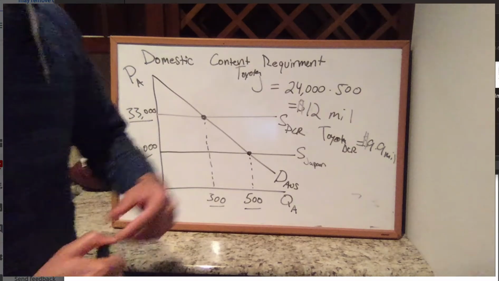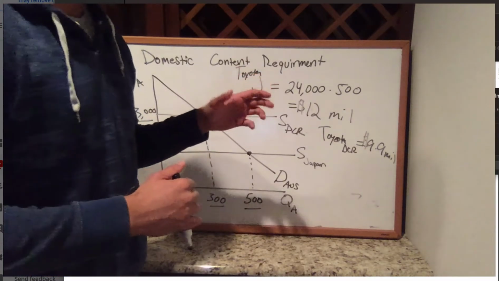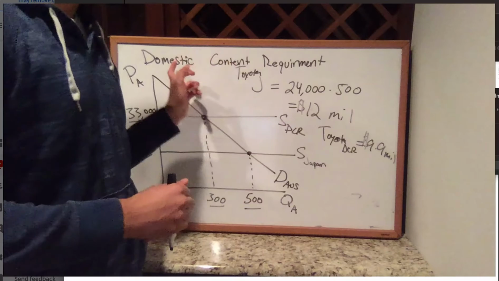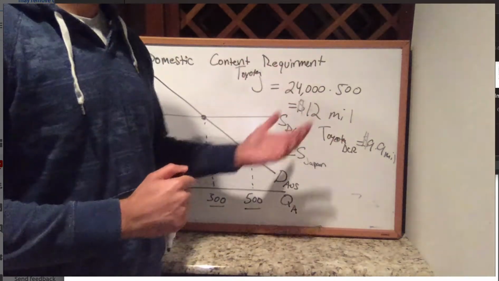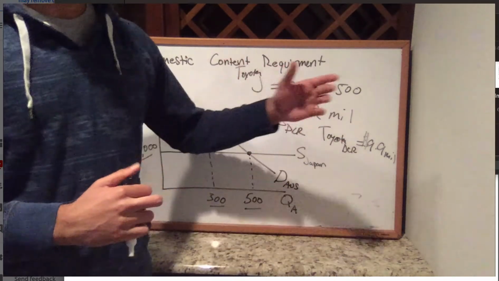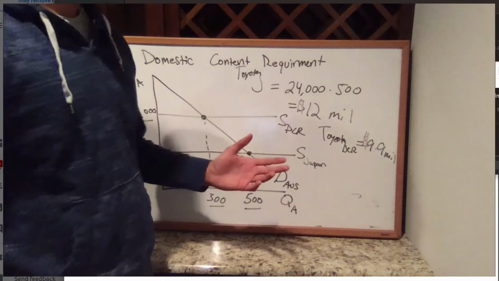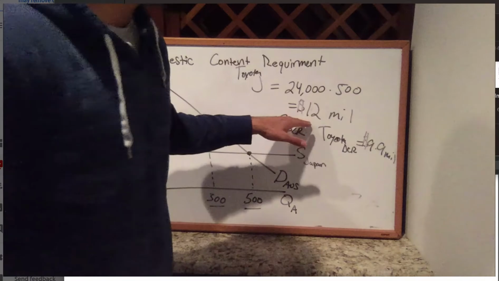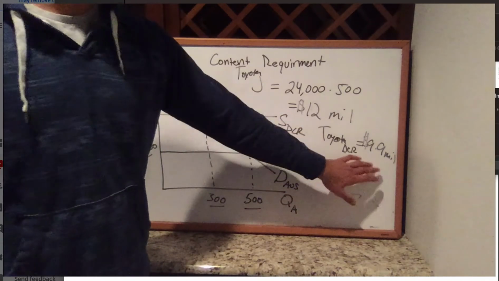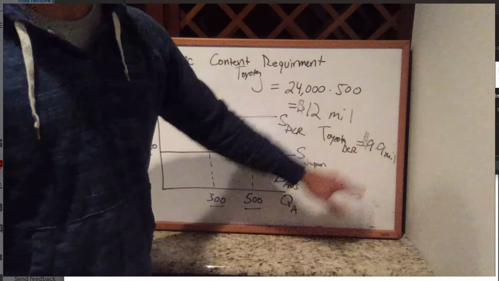So again, you're transferring, we're using more resources in Australia because of this domestic content requirement, as opposed to originally where Toyota was just producing in Japan and exporting their product. So those owners of those resources were making 12 million. Now with the DCR in Australia, they're making 9.9 million.